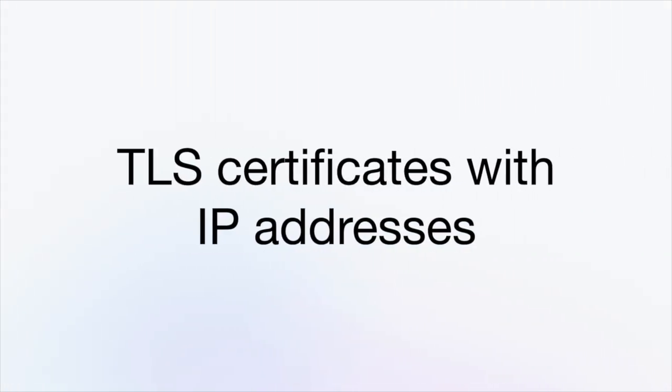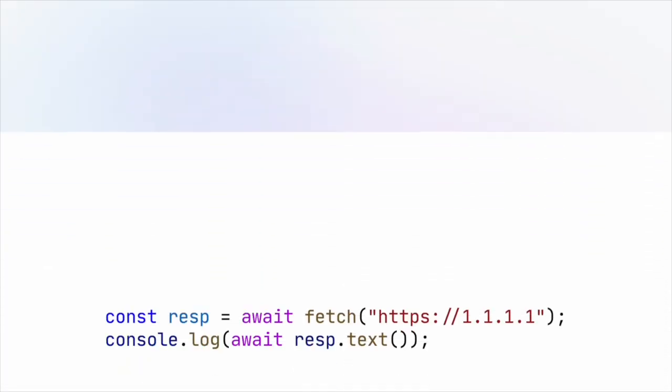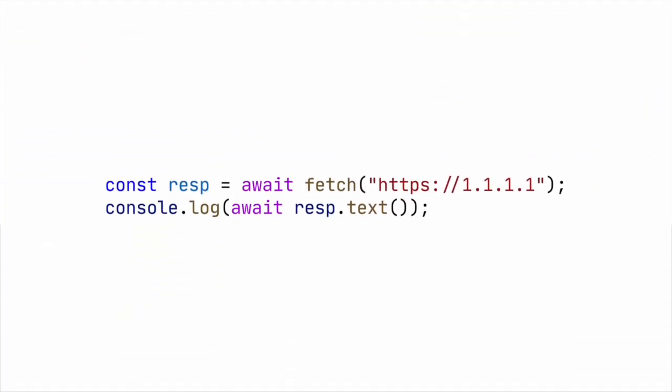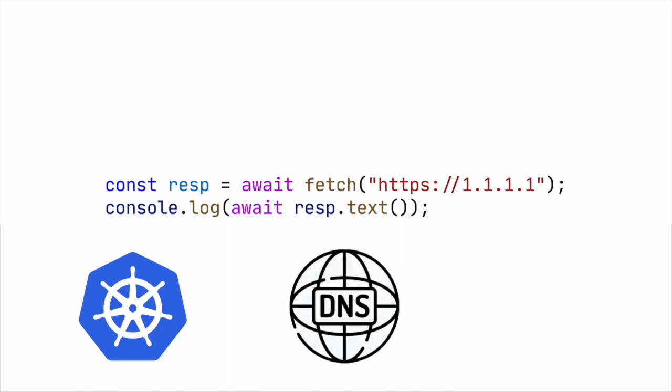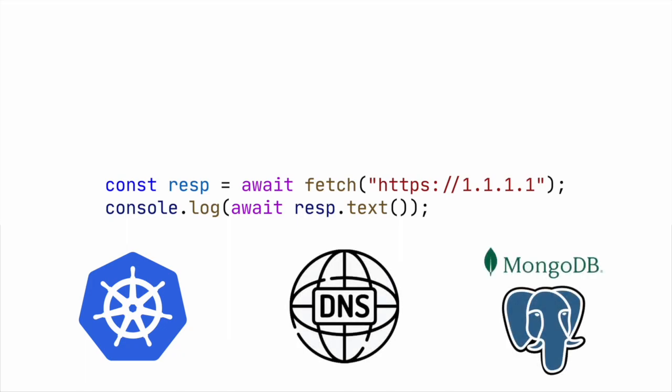You can now access IP addresses over TLS. This means any Deno API that uses TLS can work with IP addresses, which is useful for working with Kubernetes pods, DNS, database connections, and more.